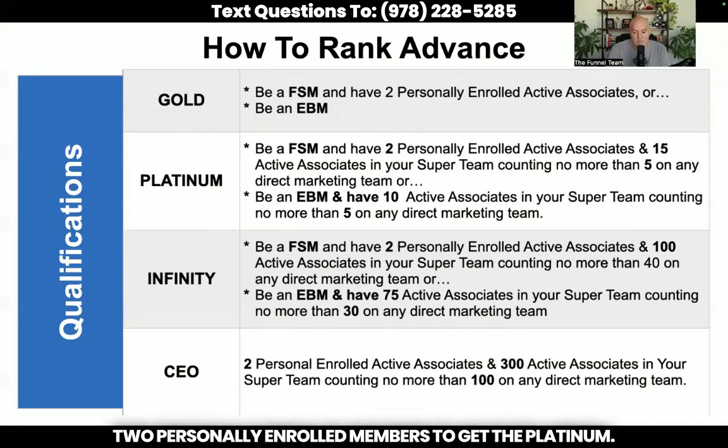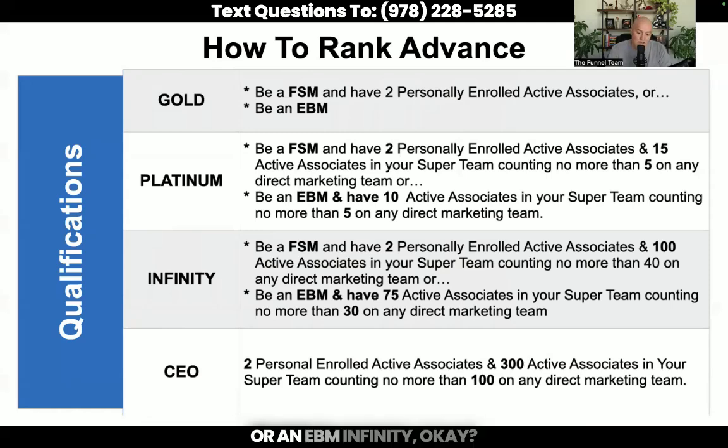To get to platinum, okay, either 10 to 15 people on your team, depending on whether you're an FSM or an EBM. Infinity, okay? 75 or 100 people on your team, depending whether you're an FSM or an EBM. And to get to CEO, you need 300 people on your team, regardless whether you're an FSM or EBM. It's very simple, very straightforward. And to hit each rank, you have to have a minimum of 2 personally active enrolled.